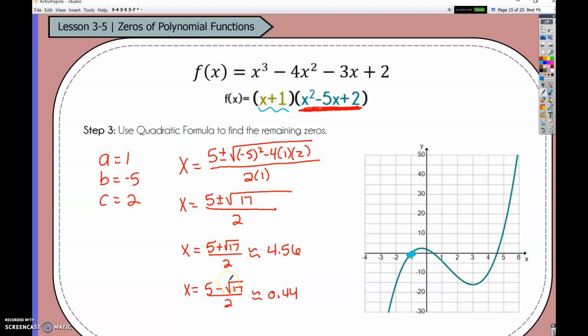They're still real. Notice they didn't have a square root of a negative. 4.56, and that seems to be matching here. Looks pretty good for that kind of 0. And 0.44, and there we have that other.